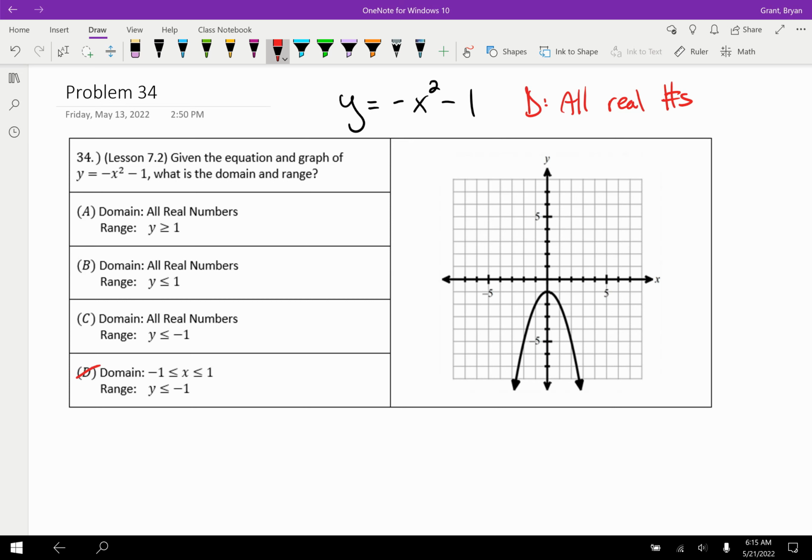Okay, that means D is out. That's not a domain of all real numbers. That means you're only allowed to use x's between negative 1 and 1. So we're done there. All the rest have the correct domain. Okay, now we get to the range.